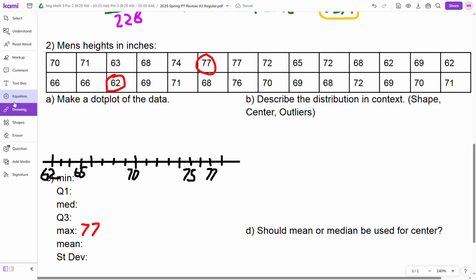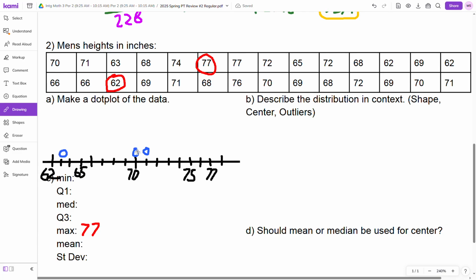Let's just see. Okay, so we have to make a dot plot. So I'm just going to go in order. I'm just going to go in the top row and just go all the way across. And for each one, I'll make a little circle just right above that number. And let me get a little bit more space here.